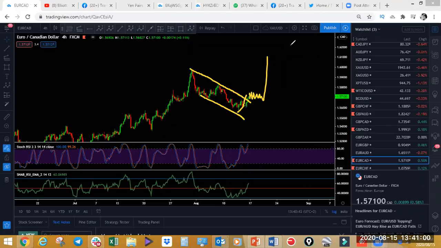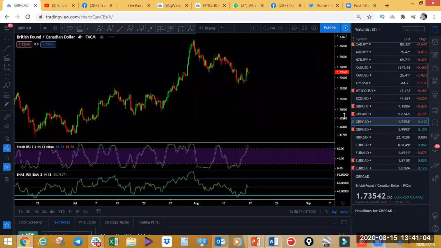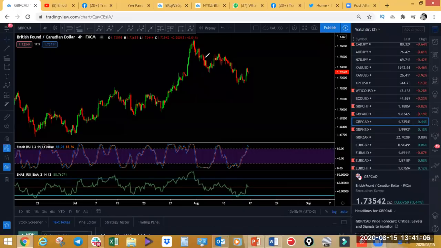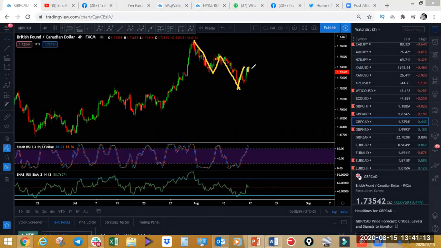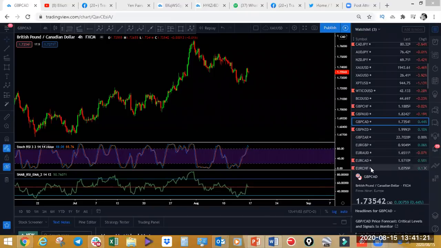Let's revisit pound CAD again. Looking at pound CAD, similar 3-wave structure, but this one is not convincing as yet. So because EURCAD is showing us a clearer structure, we will expect a pullback here as well on pound CAD and continuation to the upside. Just looking at the correlation between the two. EURCHF.